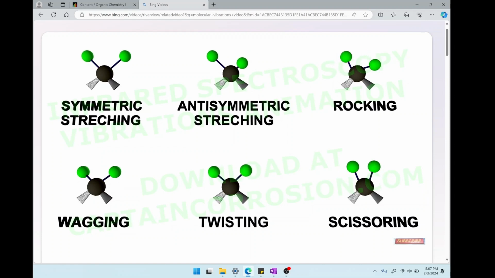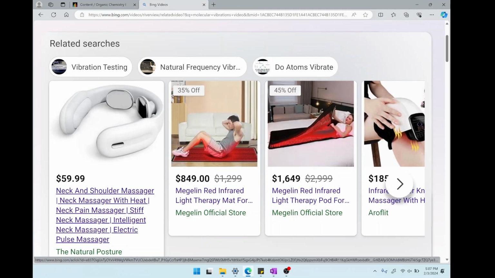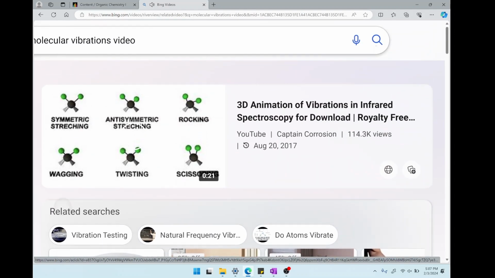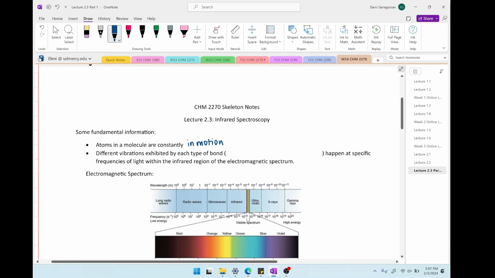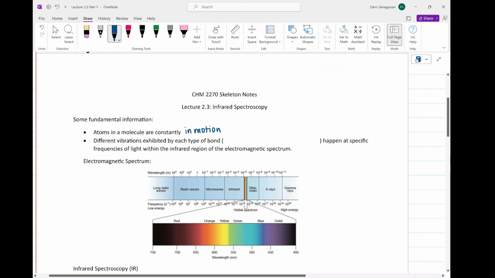These movements require energy, and atoms can absorb energy for those movements to occur. But different types of bonds exhibit different motions, different energies. So we'll say different vibrations exhibited by each type of bond. This could be an OH bond, a carbon to carbon double bond, a carbon to nitrogen bond, carbon to oxygen, etc. So this is just a list of some types of bonds.